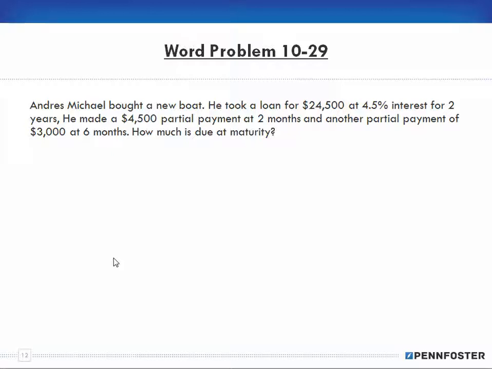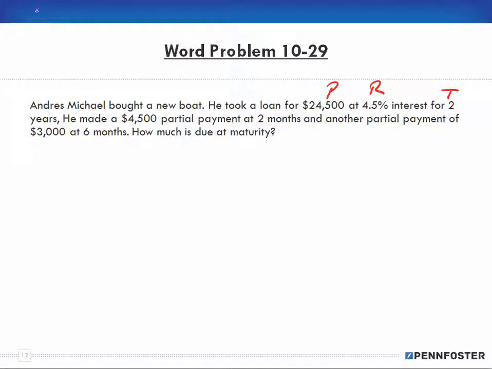Andre Michael bought a new boat. He took a loan for $24,500. That's the principal, at 4.5% interest. That's the rate, for 2 years. That's the time. He made a partial payment at 2 months and another partial payment at 6 months. How much is due at maturity?